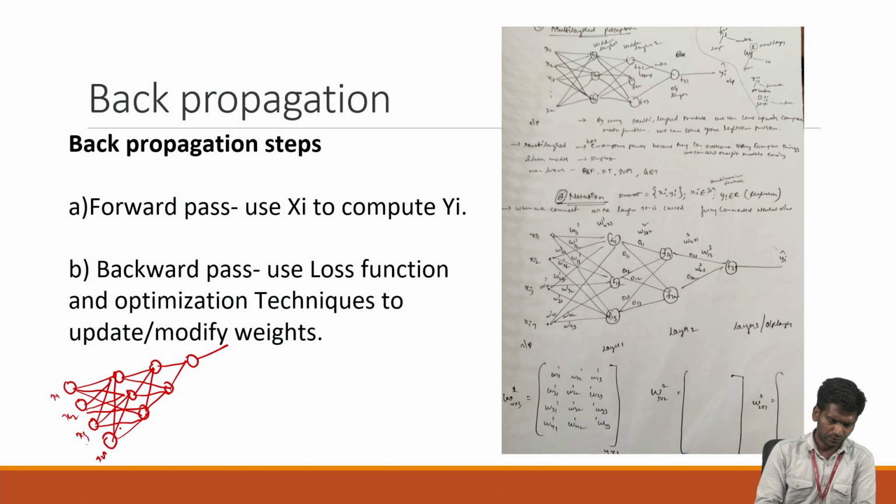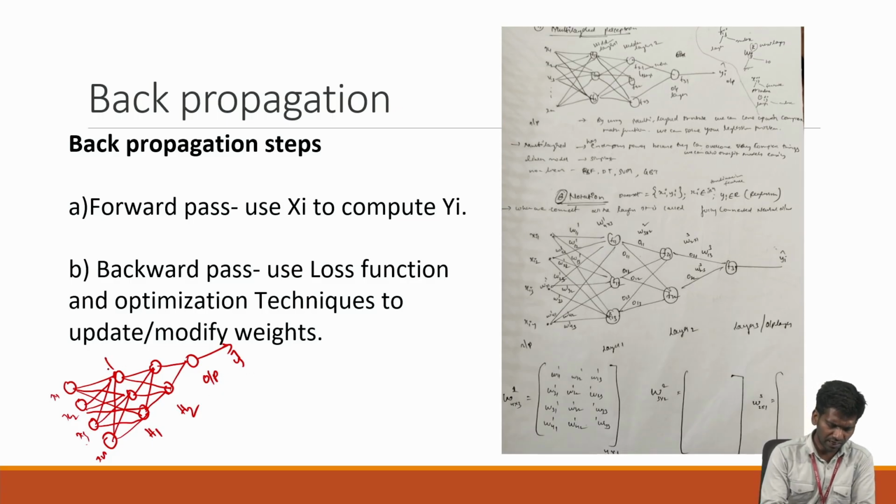When inputs are given, they are passed on to hidden layer 1, followed by hidden layer 2, then followed by the output. Here you will get a predicted output. These are the steps.